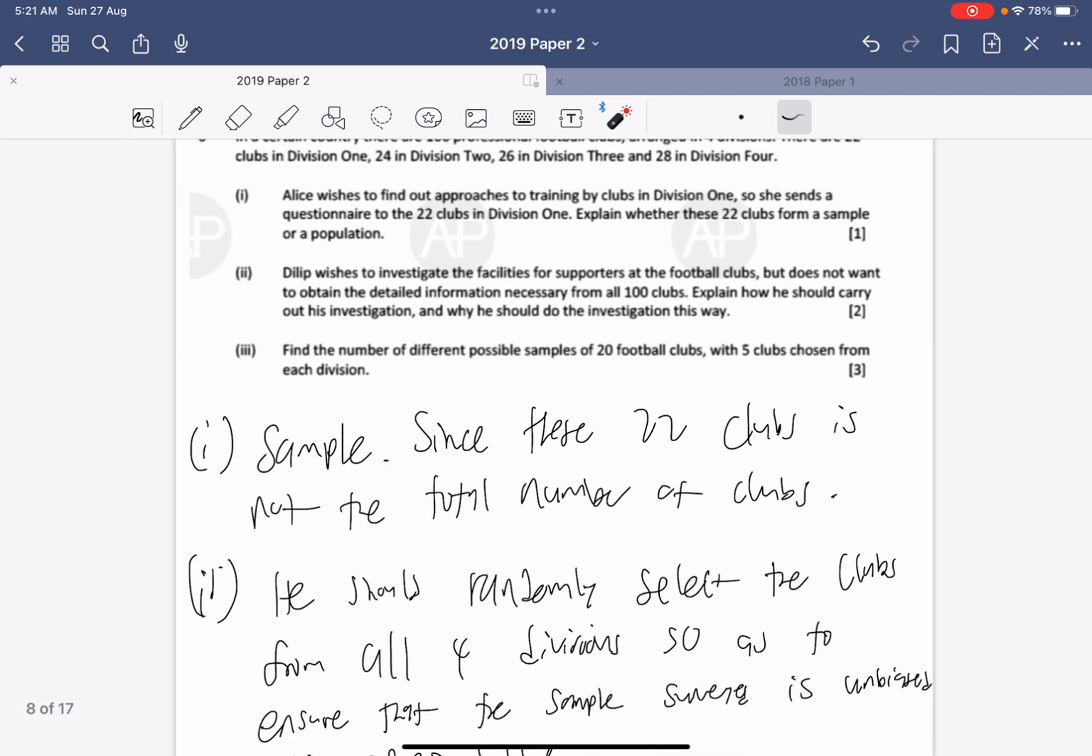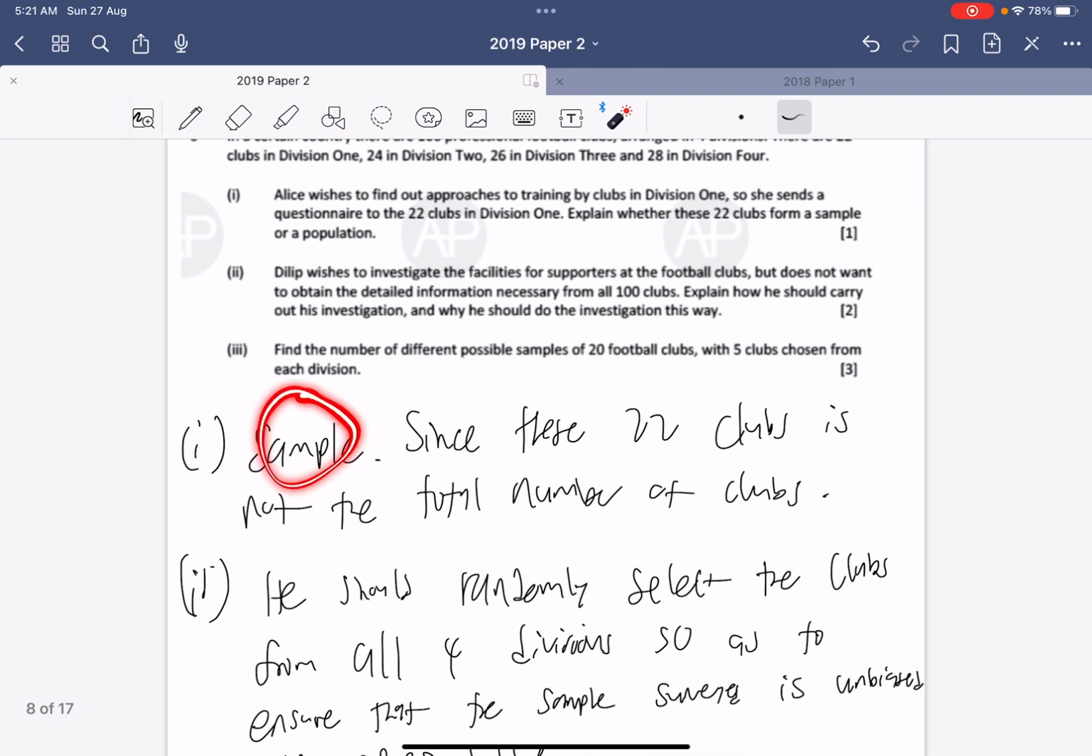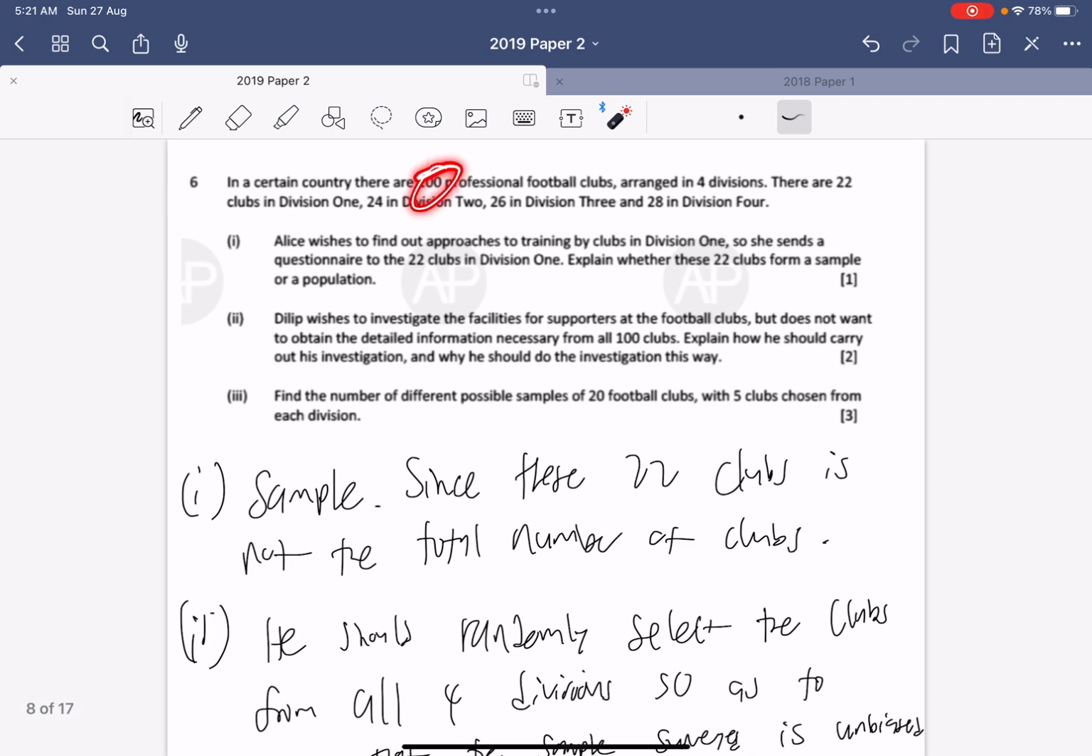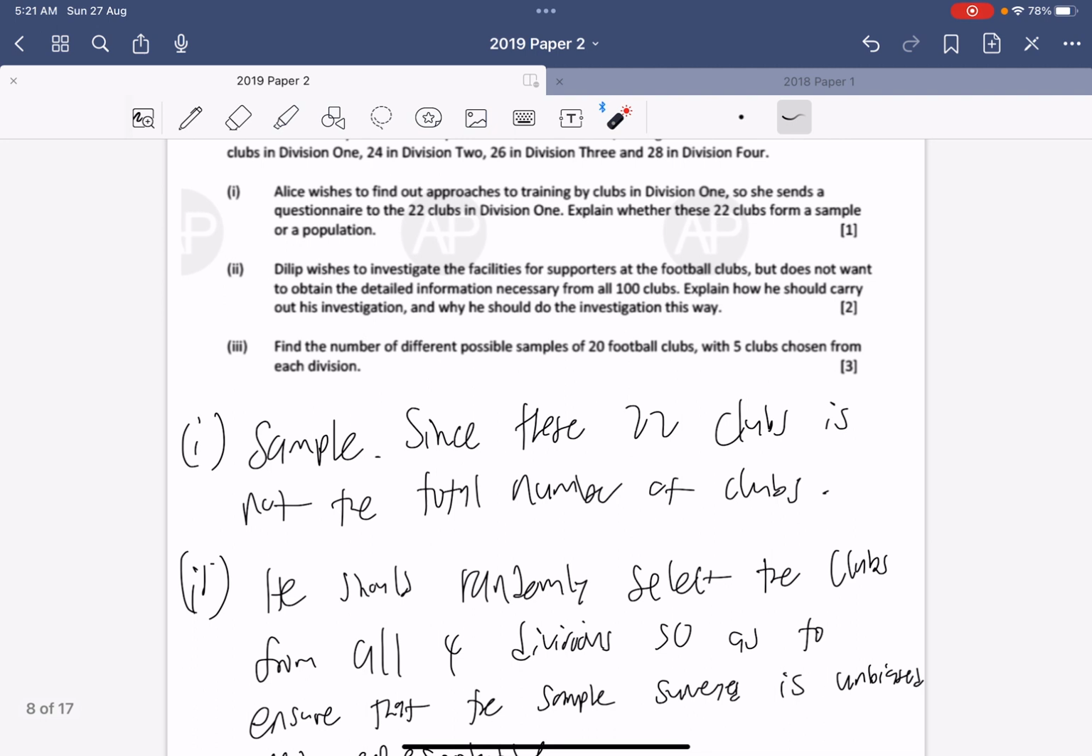Well, for the first one, of course it forms a sample because the total population number of clubs is 100. So it's just a subset of it, so it forms a sample. And now Dilip wishes to investigate the facilities for supporters at the football club, but does not want to obtain every detailed information. Explain how he should carry out his investigation and why he should do the investigation this way.